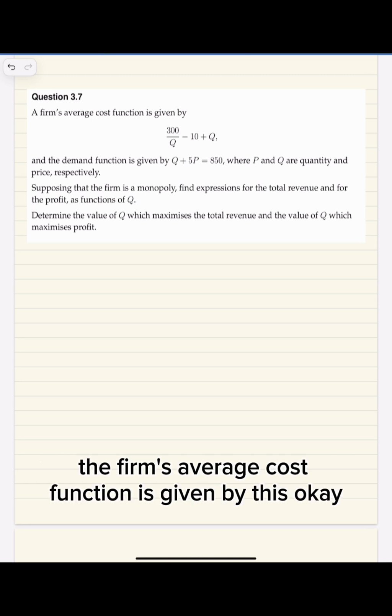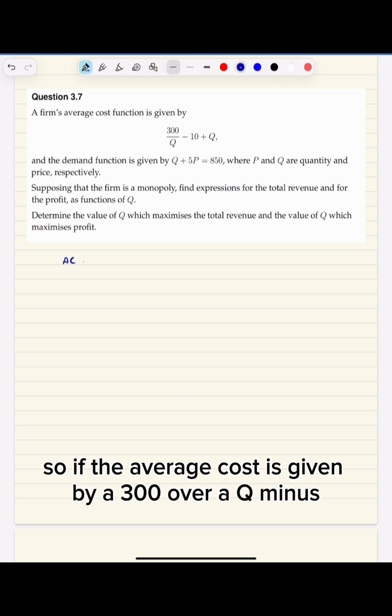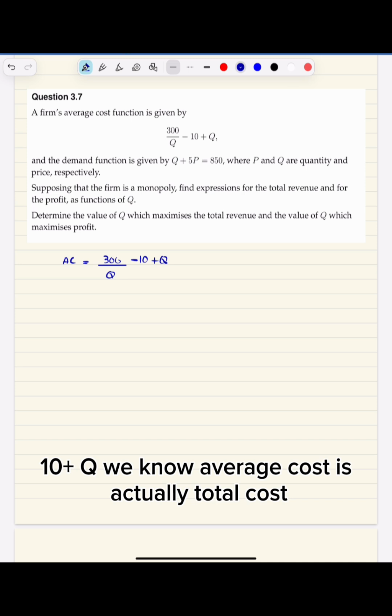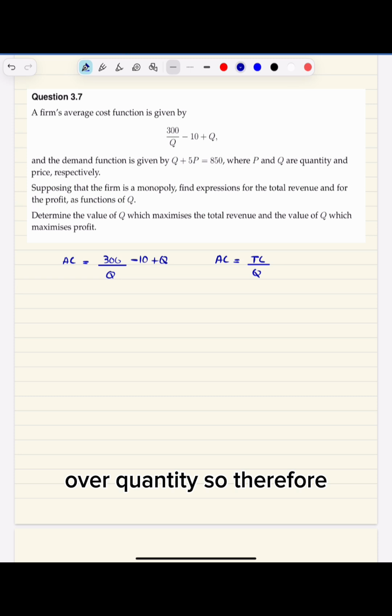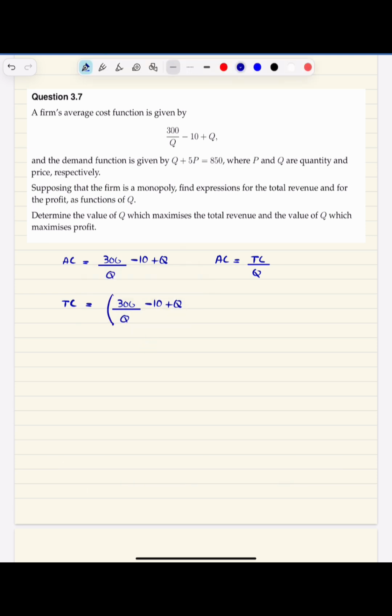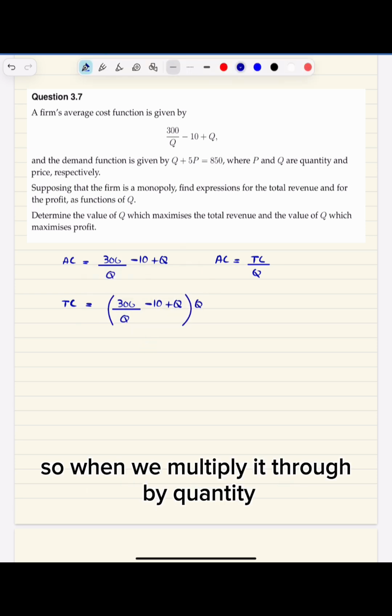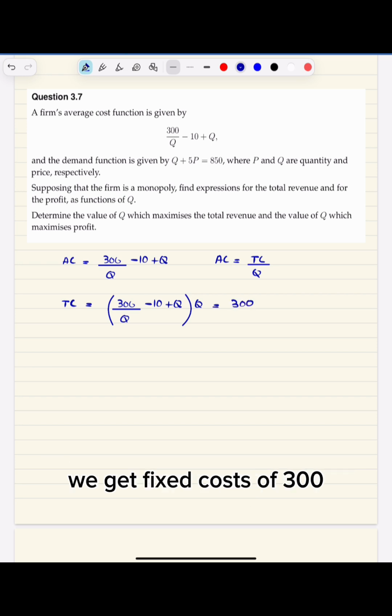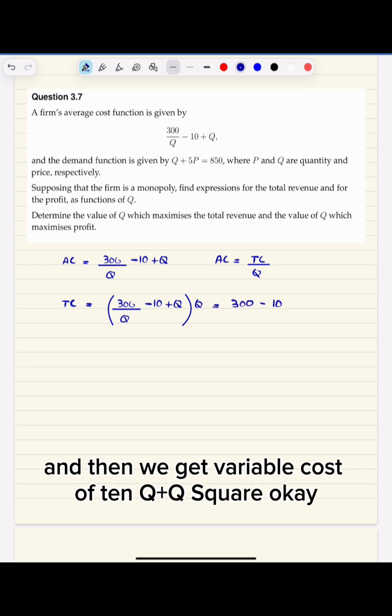It says the firm's average cost function is given by this. Okay, so if the average cost is given by 300 over q plus 10 plus q, we know average cost is actually total cost over quantity. So therefore we have the total cost function being equal to average cost multiplied by quantity. So when we multiply it through by quantity, we get fixed costs of 300, and then we get variable cost of 10q plus q square.